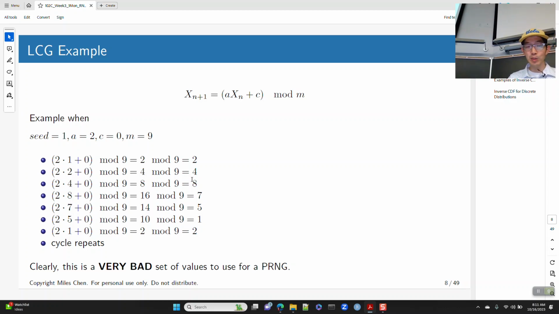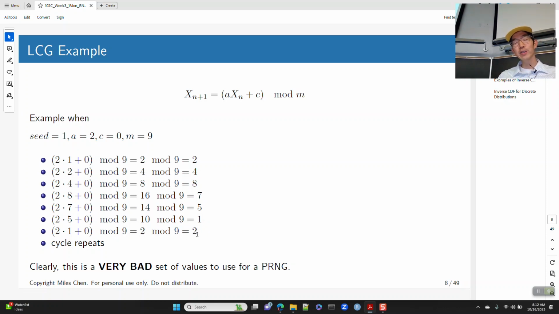Then I multiply 8 by 2, and I get 16, 16 mod 9, so 16 divided by 9 is 1 remainder 7, so we're going to get 7. Then I do 2 times 7, I get 14, and then 14 mod 9 is 1 remainder 5, so I get 5. Then 2 times 5 is 10, 10 mod 9 is 1, so we're looking at the sequence 2, 4, 8, 7, 5, 1. But then I do 2 times 1 and I get 2 mod 9, and then we're going to end up at 2.